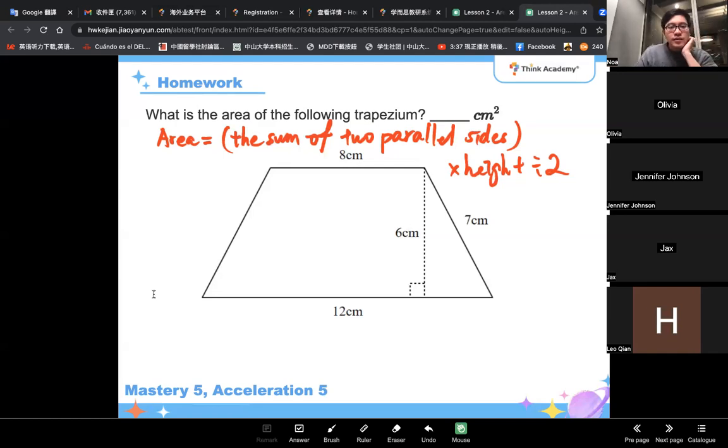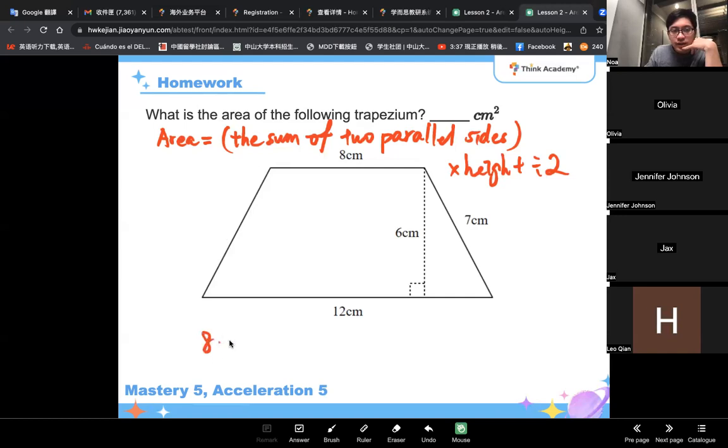Z, you need to be aware of your unit. It's 60 square centimeters, not centimeters. If it's a centimeter, it's a line. If it's a square centimeter, it's an area. Okay, so we want an area. So it's 60 square centimeters.